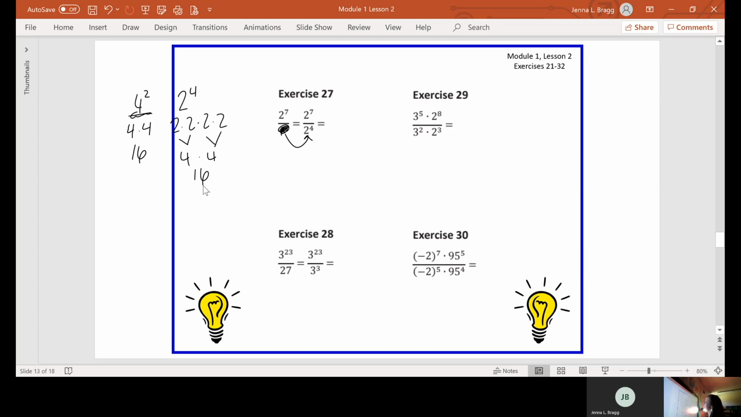So we replace the 4 squared with 2 to the 4th. Now we have a common base. My common base is 2. 7 minus 4. I get 2 to the 3rd power. You try 28.